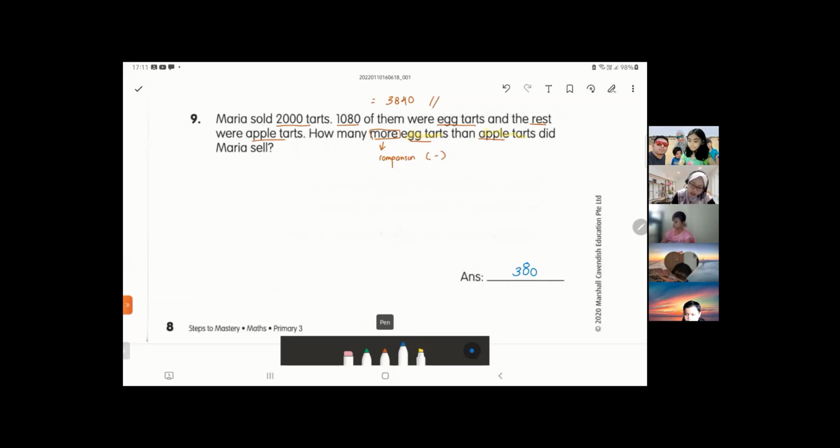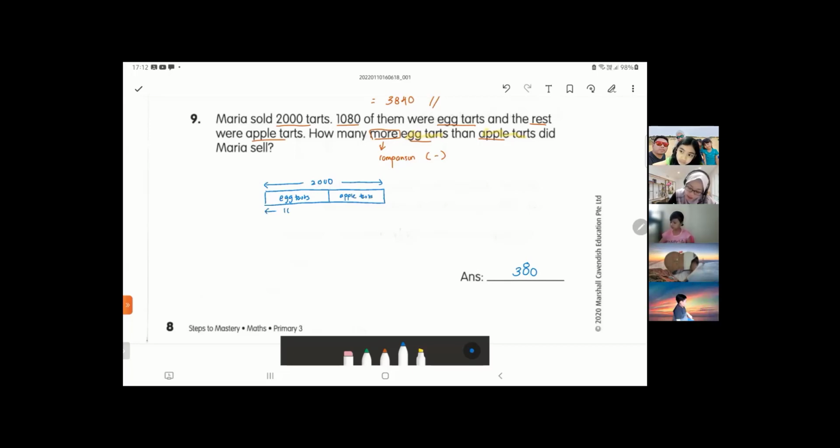I know that she sold 2,000 tarts. So I draw a whole model to show 2,000. Okay, this is 2,000 tarts. And then 1,080 are egg tarts. Okay, let's say about here. So this one is egg tarts. The rest are apple tarts.